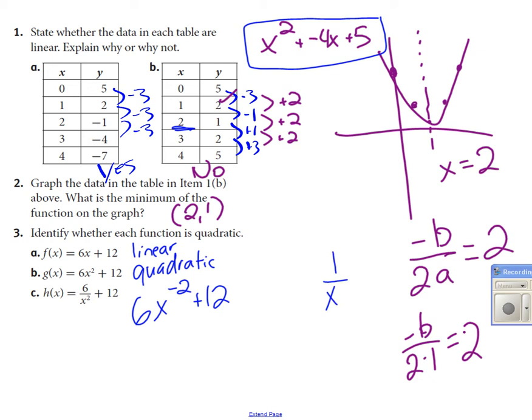1 over x is the same as x to the negative first. Same way we said x to the negative third power is the same as 1 over. So if you ever need to flip the sign of an exponent, you move it to the other side of the fraction and change the sign.